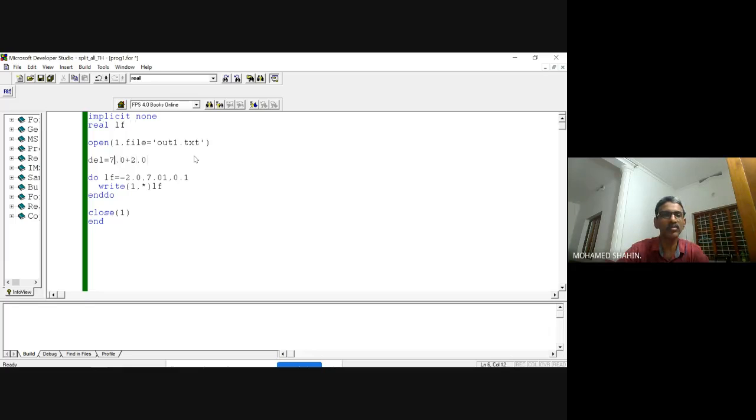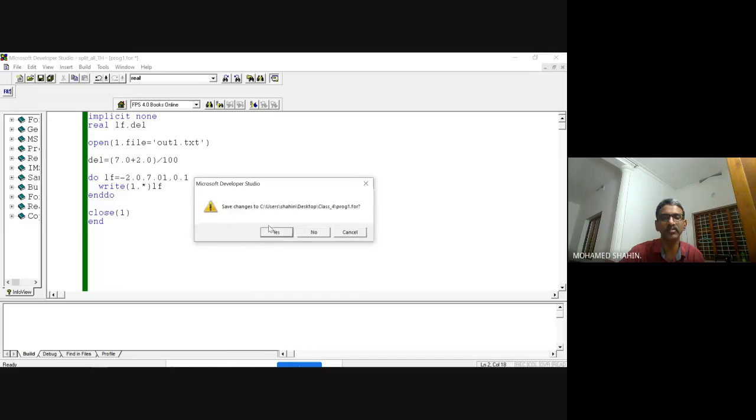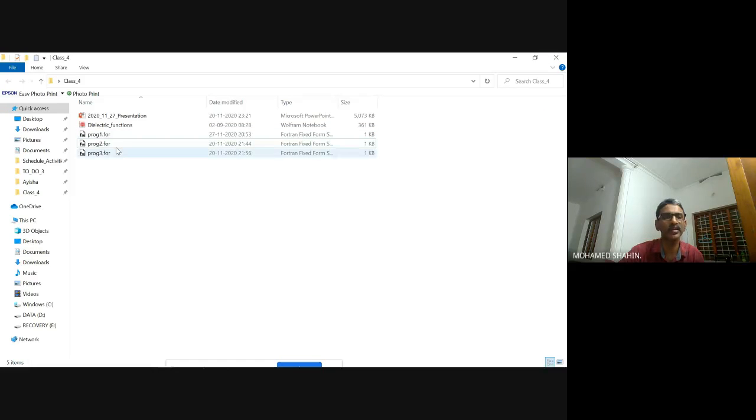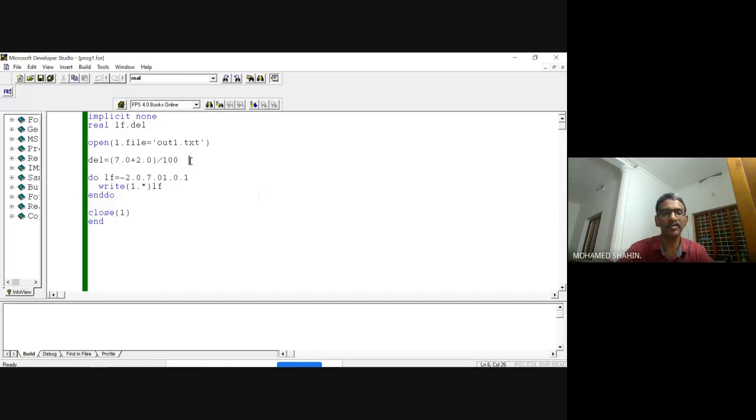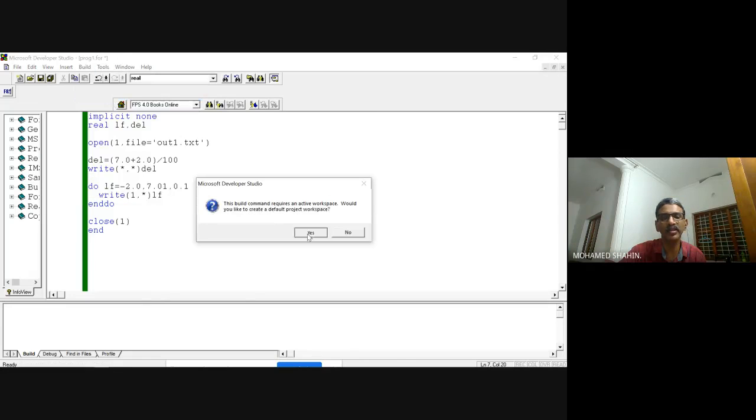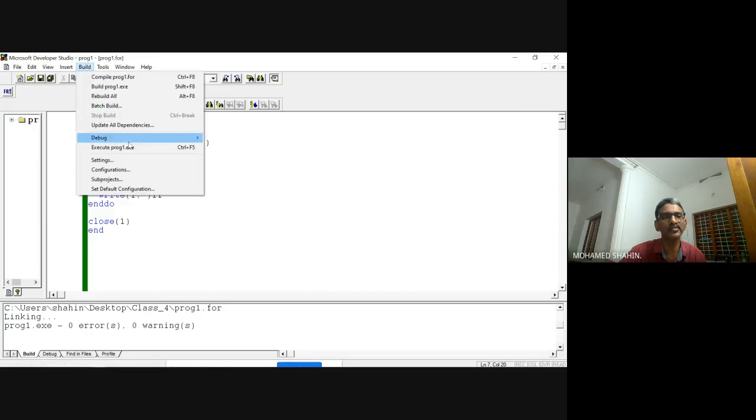divided by 100. Since I have to declare everything, so DEL. Now if I close the workspace, I'll show you once again. Prog1, build. I wanted to write star comma star. Star is for the default. Build, rebuild all, yes, build, execute.